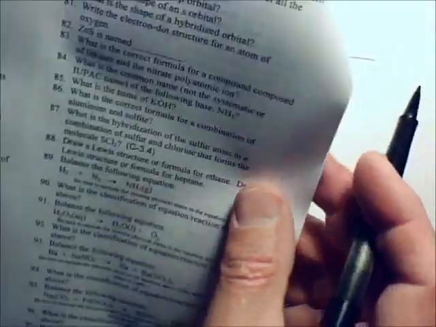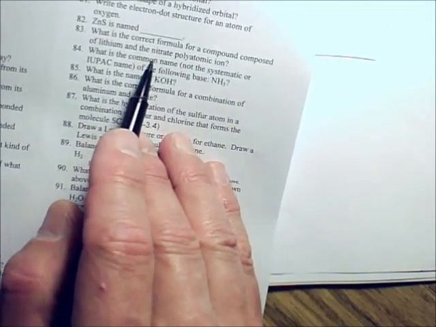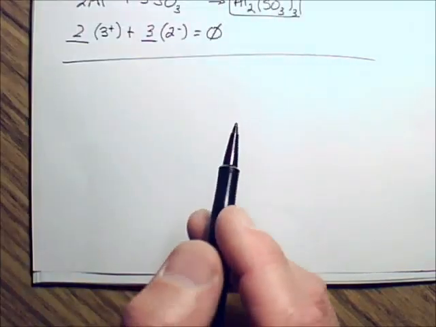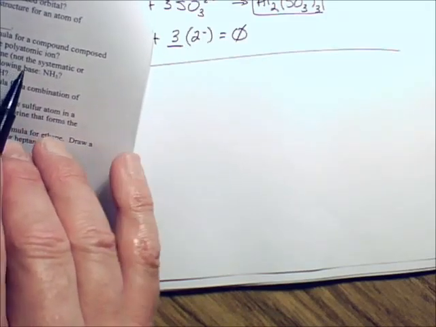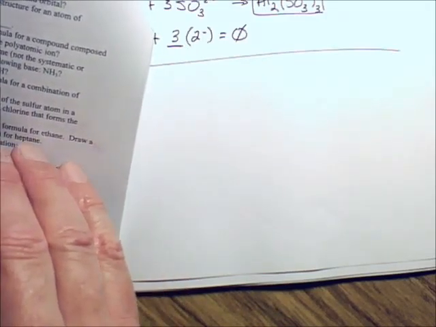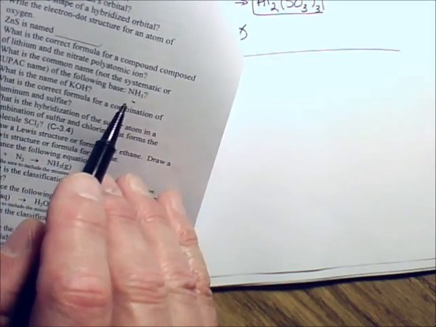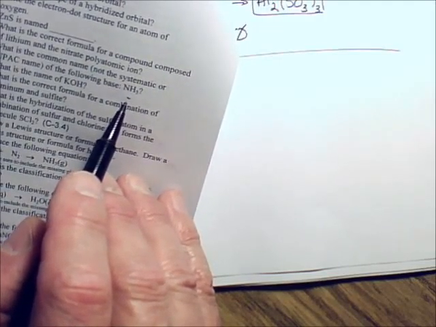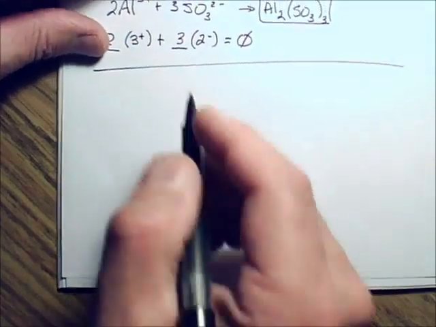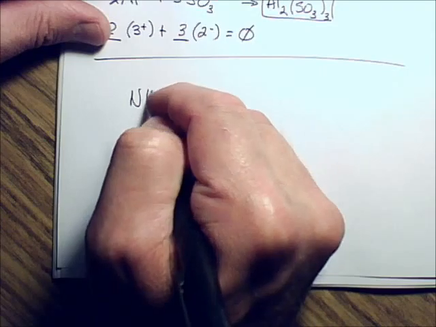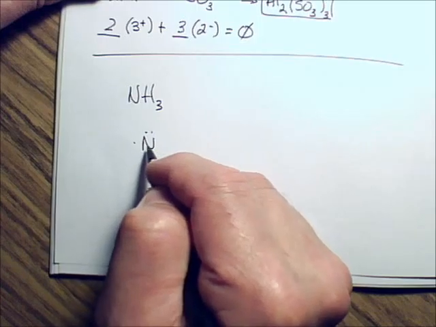Okay, number 84. 84 says, what is the correct formula for a compound composed of lithium and the nitrate polyatomic ion? What? Oh, 84. What is the common name, not the systematic or IUPAC name, for this? Nitrogen. Ammonia? Ammonia. Remember, ammonia, the stuff that stinks? Well, you could say it stinks, sure. Ammonia, yeah, just a second here, okay?